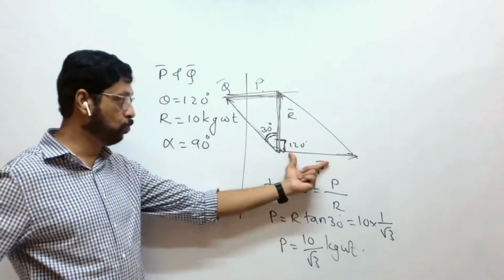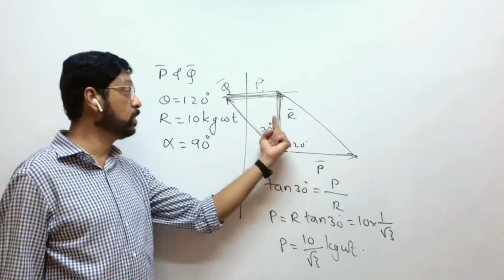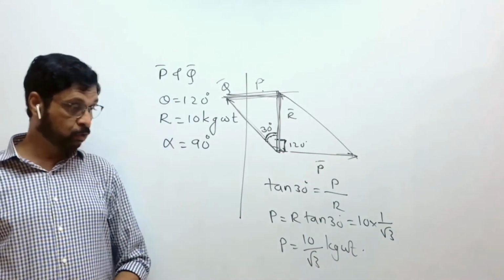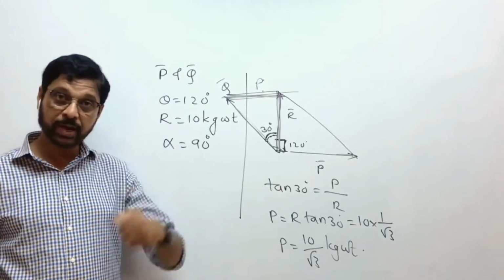So that force, which force? The one to which the resultant is perpendicular, that force is 10 by root 3 kg. So this is your answer.